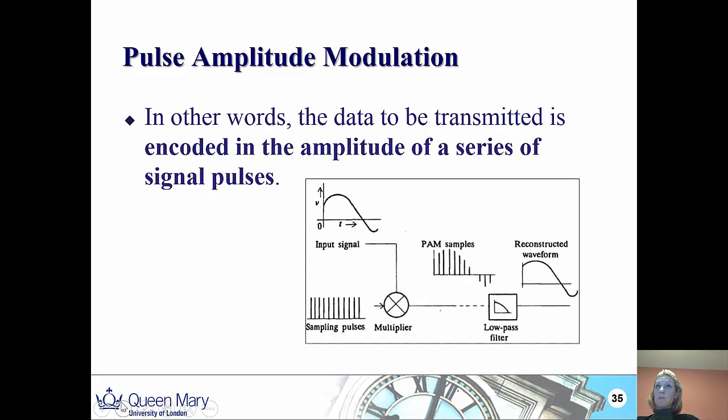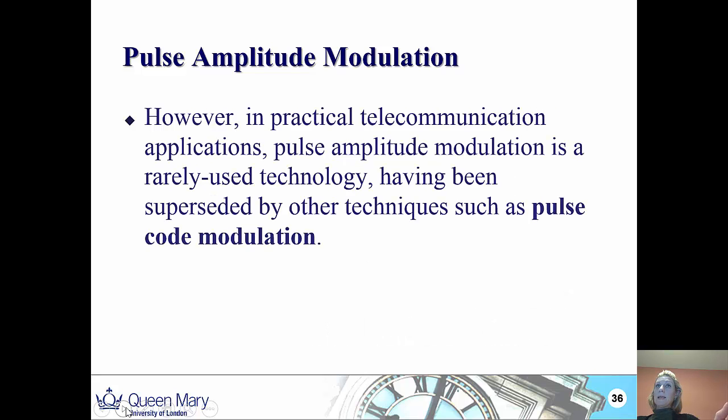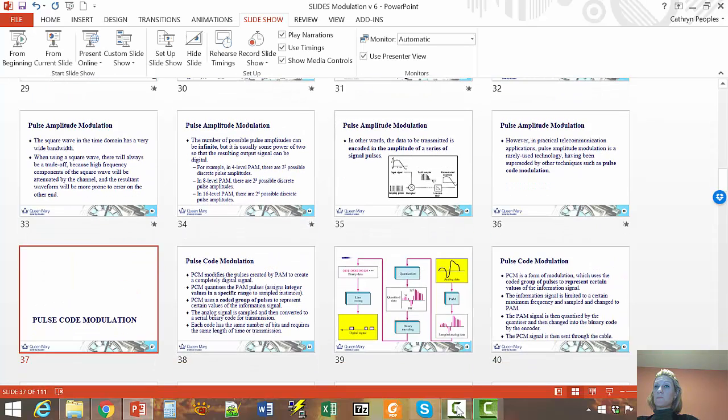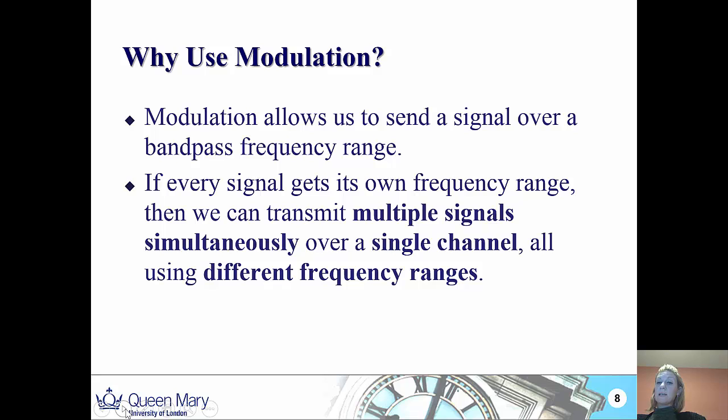So to summarise, modulation allows us to send a signal over a bandpass frequency range. So within the pulse amplitude modulation scheme, we have data being transmitted, which is encoded in the amplitude of a series of signal pulses, within an acceptable frequency range we're allowed to communicate once modulation has been applied. If every signal gets its own frequency range, then we can transmit multiple signals at the same time over a single channel using different frequency ranges. In doing so, we're able to maximise the efficiency of the communication. We're being able to maximise the utilisation of the channel capacity. It is, however, rarely used technology today, and it's been superseded by other techniques such as pulse code modulation. So we'll go on to look at pulse code modulation in a bit more detail.